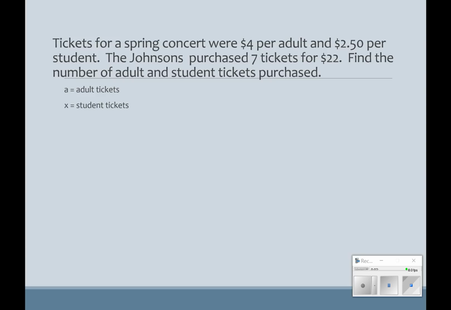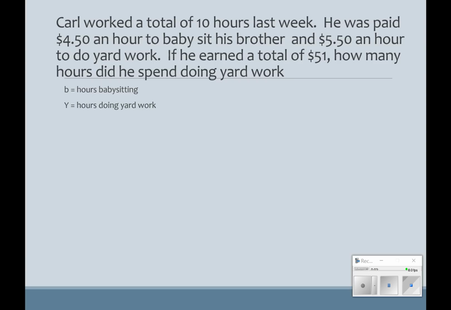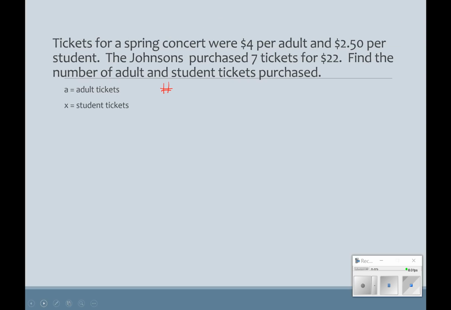So now we have tickets for a spring concert that are $4 per adult and $2.50 per student. We have the Johnsons who purchased 7 tickets for $22, and we want to find the number of adult and student tickets purchased. So I don't like to use S because sometimes my S's look like 5s. So I'm just going to use X for student tickets. So we're going to have 2 equations. We're going to have equations for the number of tickets purchased. And then we're going to have another equation for the cost, or the money.